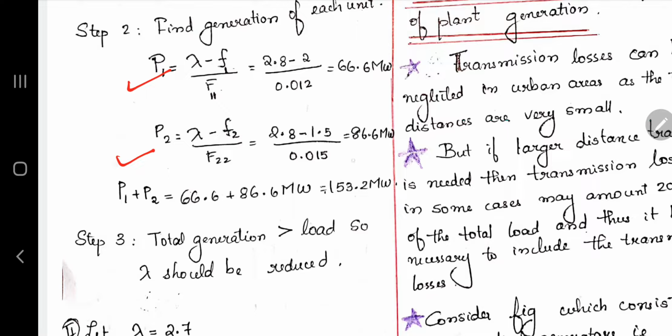The load demand is 150 megawatt. Adding P1 plus P2, we obtain 153.2 megawatt, which means the total generation is greater than the load. We don't need to generate more than the load, so we have to reduce the total generation. For this we are going to make a slight variation of lambda. It is to be reduced because we have to reduce the total generation. If it is to be increased, you have to increase the lambda of the system. So let's move on to the next iteration, where we change the value of lambda a little bit less than the previous value.